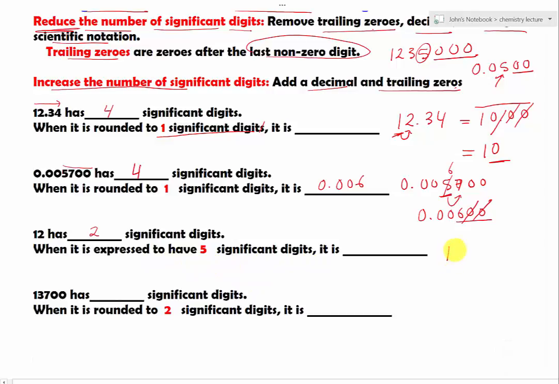So we look at the number 12 right here. What can we do to increase the number of significant digits? Again, by adding a decimal and trailing zeros. So we want to add a decimal, because if we're adding 0 to the end of a whole number, that wouldn't do anything, right? So we can erase that. Adding a decimal, it still only has 2. So we add another 0. Now it's 3. We add another 0, it becomes 4. And we add another 0, it becomes 5. So we have 12.000.